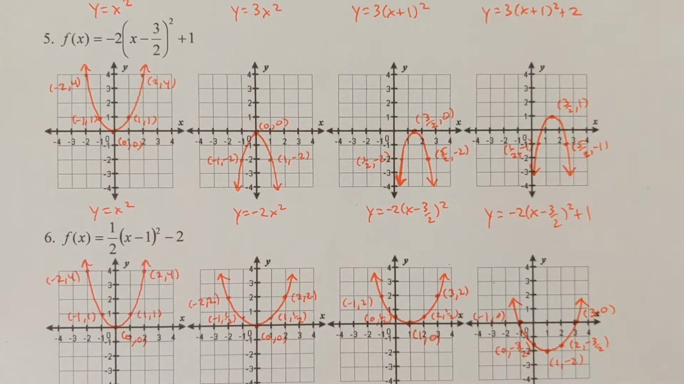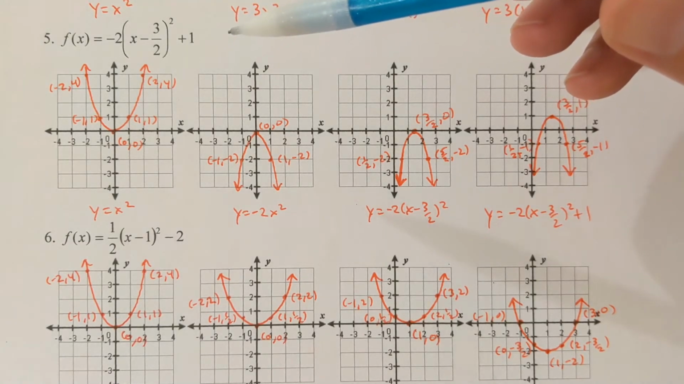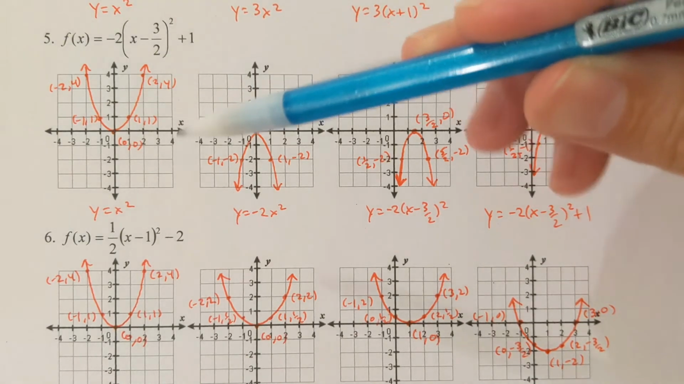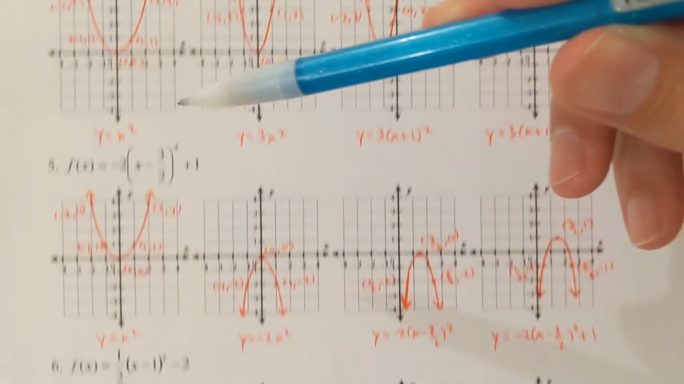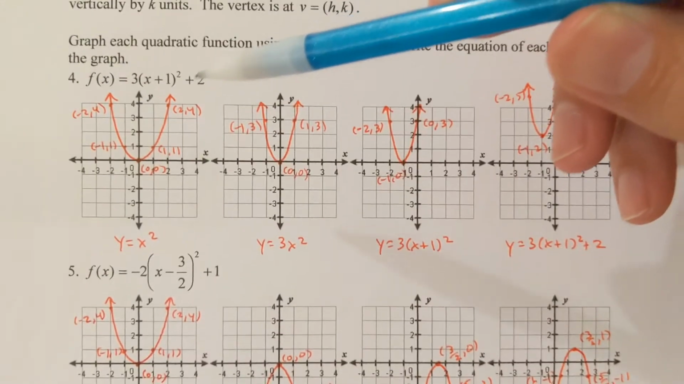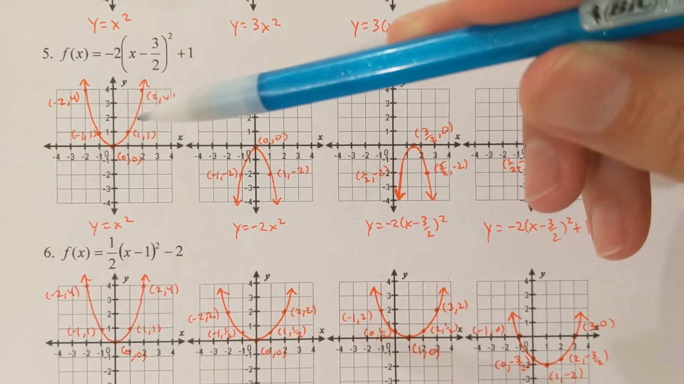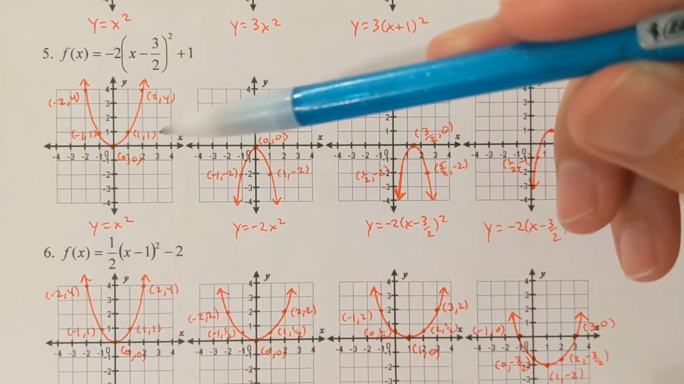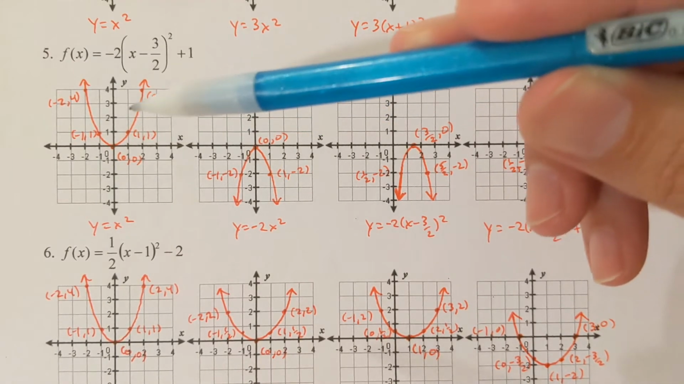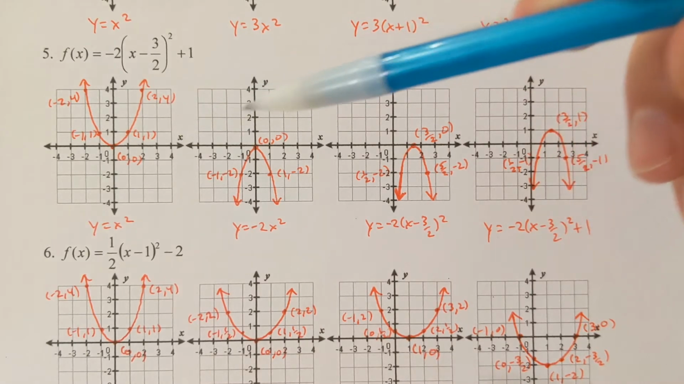Okay, so we're on method 2, which is using transformations to sketch a parabola. Problem 5 is f of x equals negative 2 times (x minus 3 halves) squared plus 1. I always start off with y equals x squared. That's always my first graph: (0, 0), (1, 1), (negative 1, 1), (2, 4), and (negative 2, 4) are always on the graph.